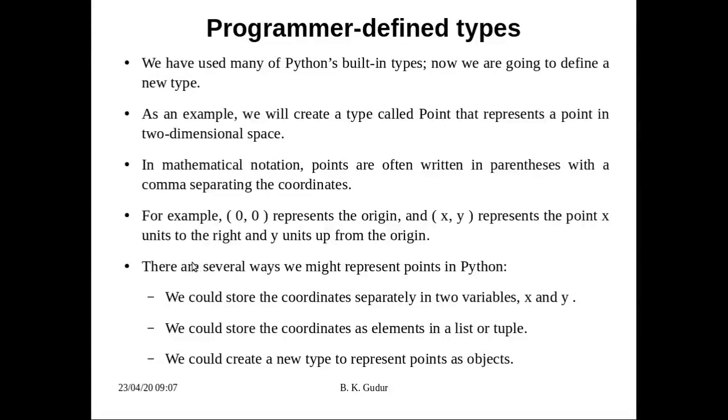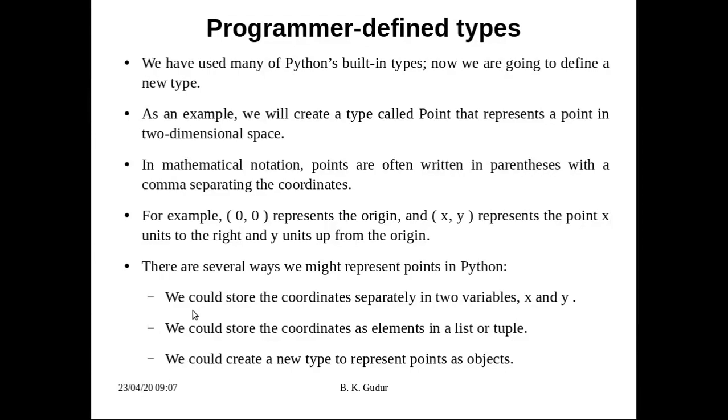In Python, there are several ways to represent a point. Basically there are three ways. In the first way, we could store the coordinates separately in two variables x and y. The variables mean the coordinates of x and y. To store them, we use two separate variables.